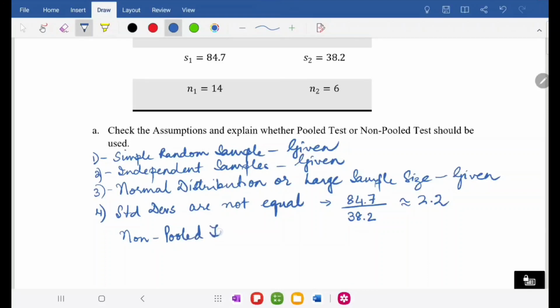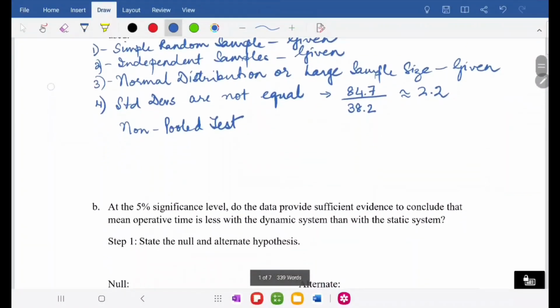Okay, non-pooled test. Now, the non-pooled test can be used even if the standard deviations are close enough. But you can use it in both cases. Whether the standard deviations are equal or not equal, we can always use the non-pooled test. However, the pooled test can be used only if it meets this criteria that the standard deviations are equal or close enough. Right? So that answers part A.